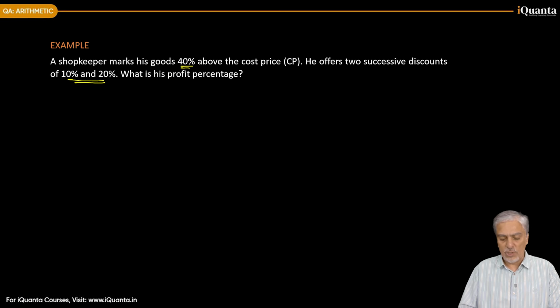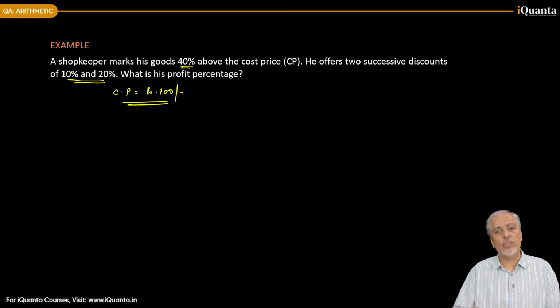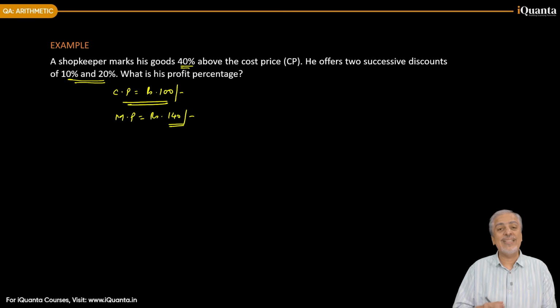First, you can simply take the cost price to be rupees 100. That can be the first approach. Let the cost price be 100. You're going to mark it 40% above the cost price. 40% of 100 will be 40 rupees, so your mark price will become rupees 140. On this, you're offering two discounts, and they're successive discounts. That means you'll offer one discount, get the price, and then the second discount, right?